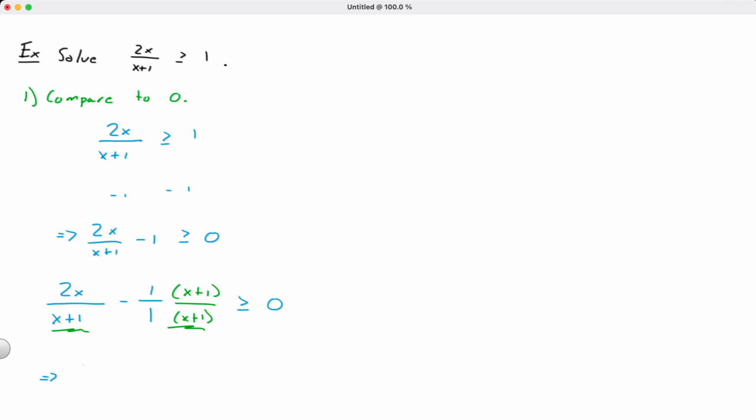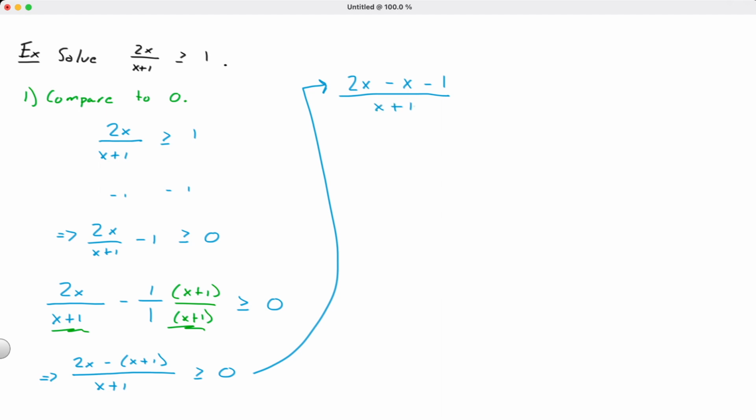And so multiplying that out, we'll have 2x minus (x plus 1) divided by x plus 1, all greater than or equal to 0. And notice here I'm being careful with my parentheses because we are going to have to distribute that negative. That's an important thing to be aware of here. But once we do that, we can then do the rest of the simplification and say 2x minus x minus 1 over x plus 1 greater than or equal to 0. Or more simply, x minus 1 over x plus 1 is greater than or equal to 0.